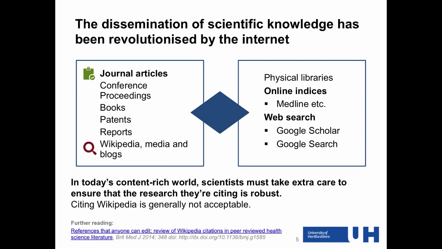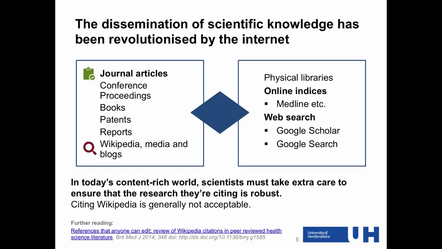Journal articles may be the quality standard for citing evidence, but of course there are lots of other sources of evidence too. There are conference proceedings, there are books, patents, reports, even down to Wikipedia and BBC News articles. All of these can be cited, but only some of them should. There's a reference at the bottom of this slide that looks at the use of Wikipedia citations in the peer-reviewed health science literature, and you'll see some of that in the C block of this session. I do recommend a read. It is quite frightening what people are willing to cite.